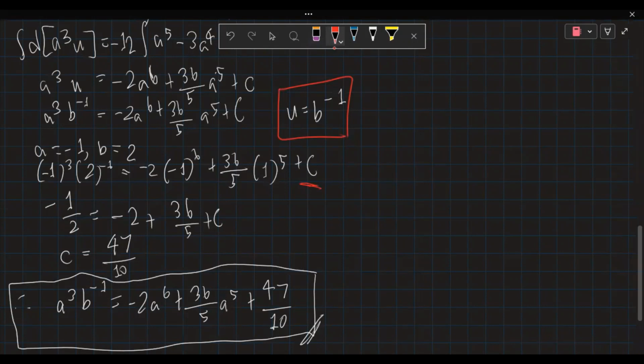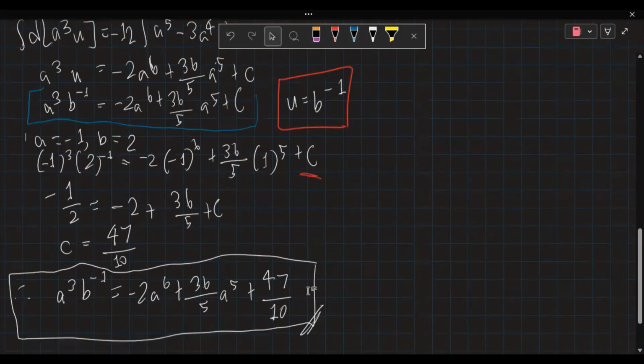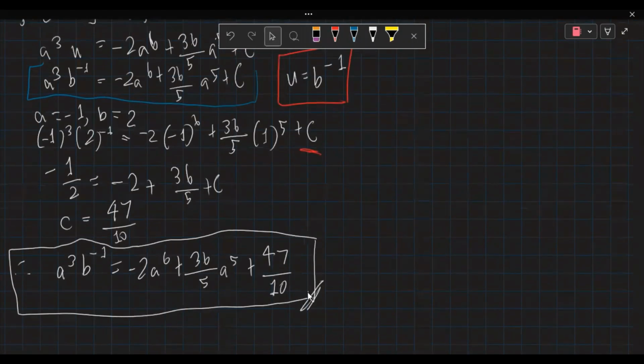So c, we substitute the minus 1 into a, and then b is equal to 2. And then we find that c is equal to 47 over 10. And then we substitute that into our equation over here. Yeah. And then we get our final equation, which is a to the power of 3, b to the power of negative 1 is equal to negative 2 a to the power of 6 plus 36 over 5 a to the power of 5 plus 47 over 10. And you don't have to simplify it further, especially for long quiz number 1.